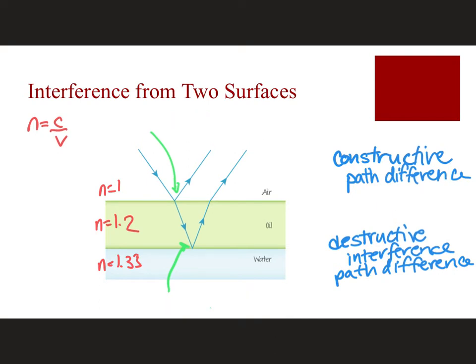Let's walk ourselves through this again. Now, if I go from n equals 1 to n equals 1.2, will there be a phase change? The answer? Yes, there will be a phase change because that's going from a less optically dense to a more optically dense.